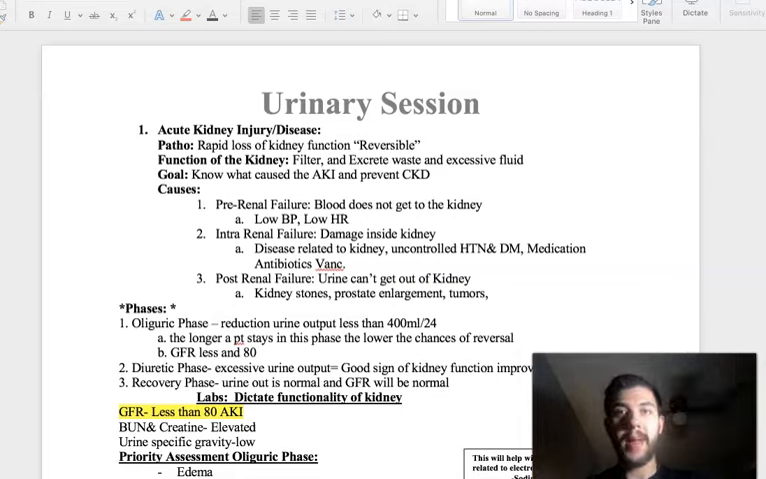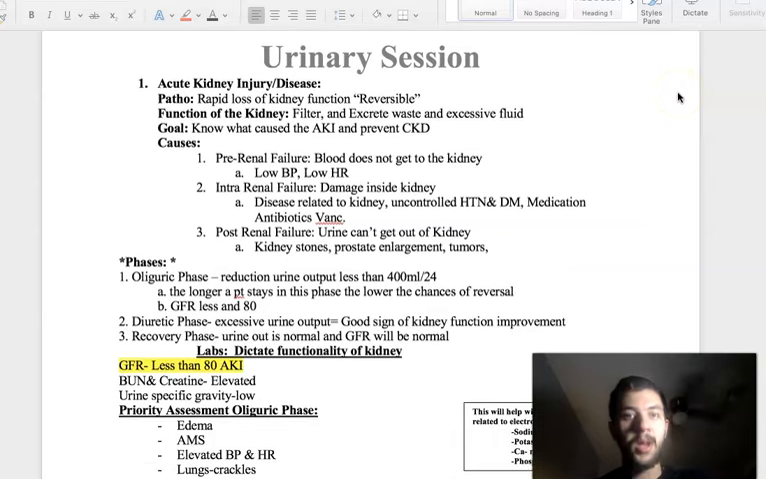Hello everyone, I'm back with some more guides and today we're going to talk about the urinary session. We're going to talk about all the urinary diseases with the patho, the function, the phases, the labs, the assessment, all of it. So let's start with the acute kidney injury, AKI.